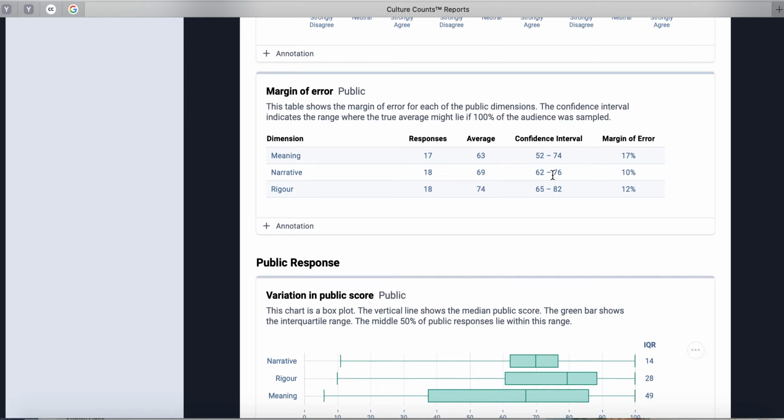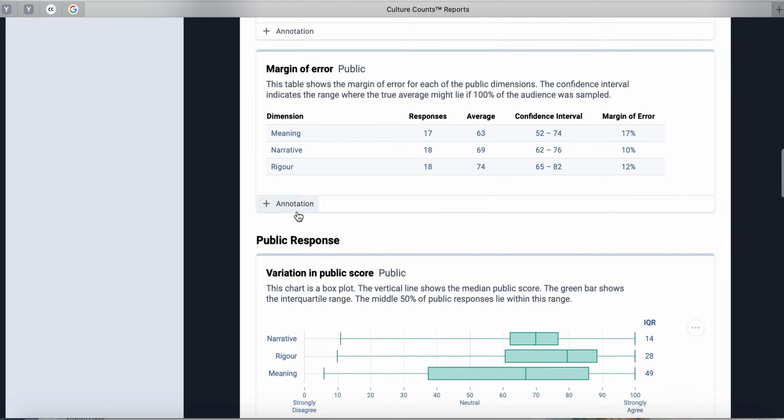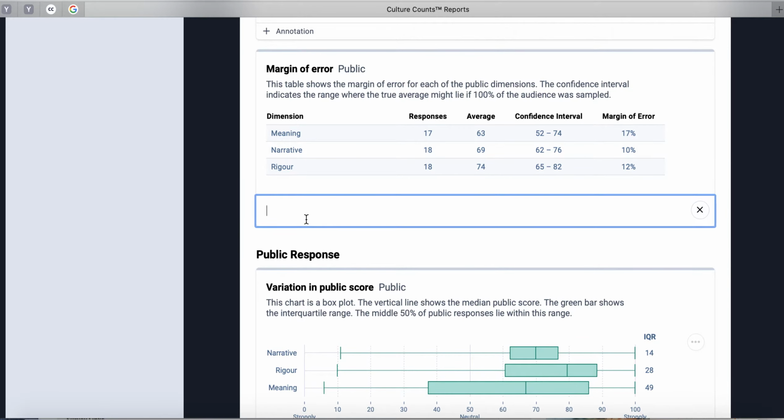It could actually be that narrative was at 75 instead of 69, and that rigour was actually at 70 as opposed to 74. So this is an indication as to how reliable your mean average truly is. And I think in this instance, we'd probably say that it's not that reliable. I'd probably want to make a note of that in the annotation. Not reliable mean averages, due to small sample.